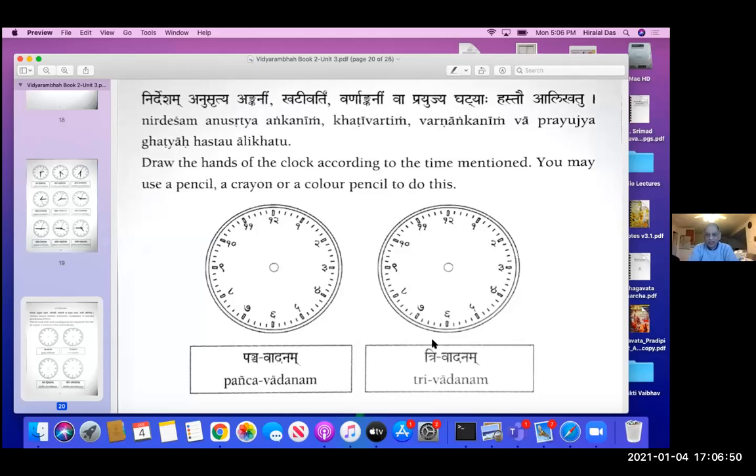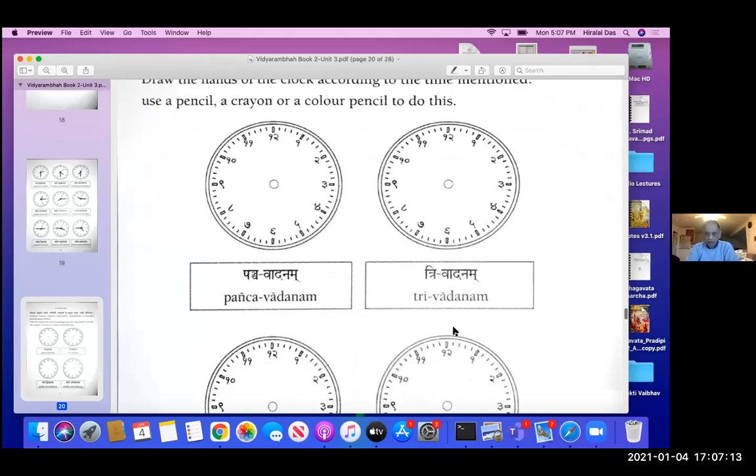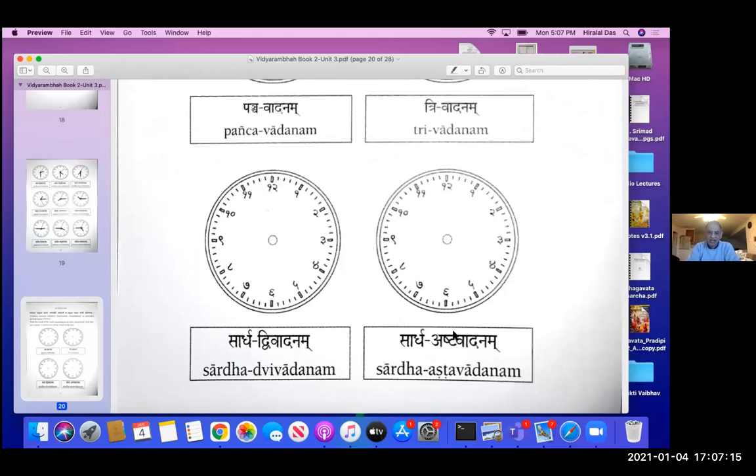Okay, who is next? Trivadanam. It was Govinda's turn. Okay, Govinda. Trivadanam. The big hand can go to 12 and the smaller hand goes to 3. And the small one goes to 3. Okay, good. Next is Sardha Dvivadanam.